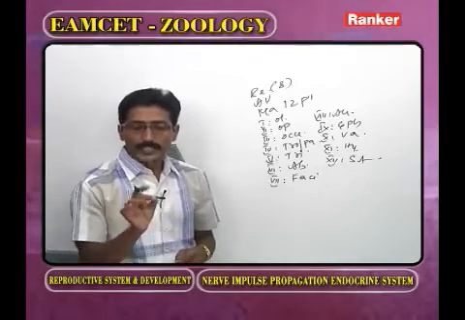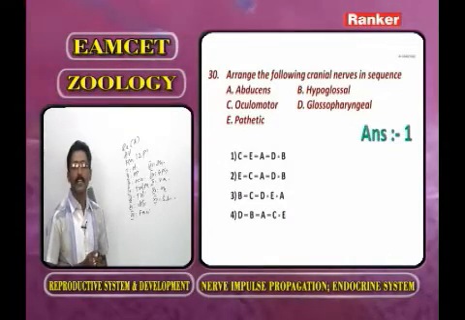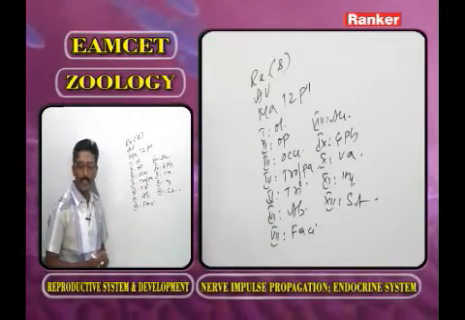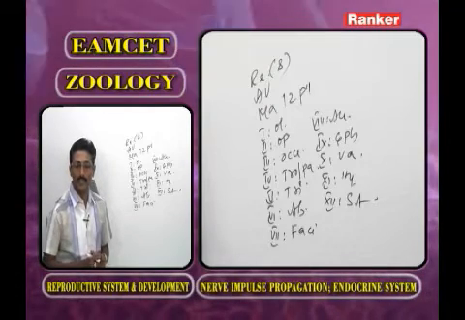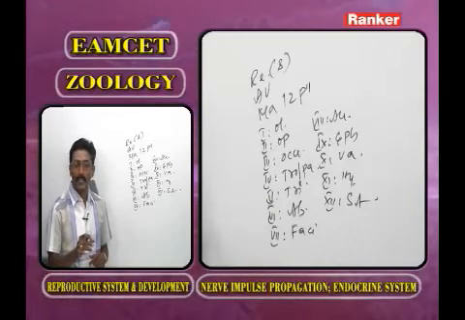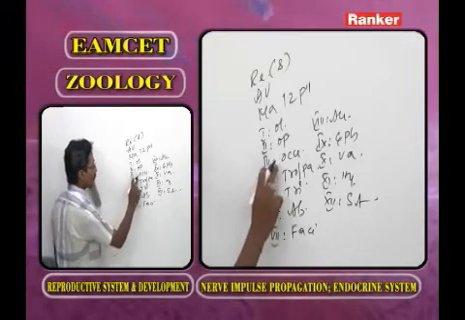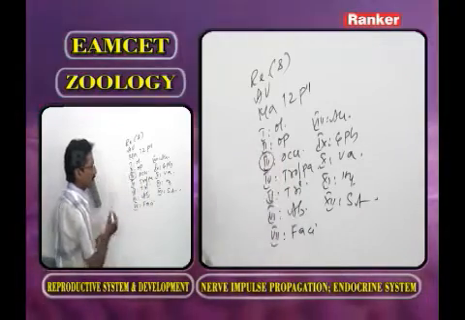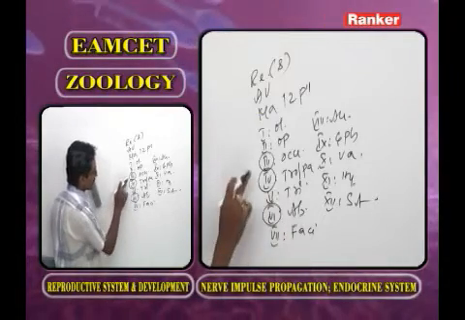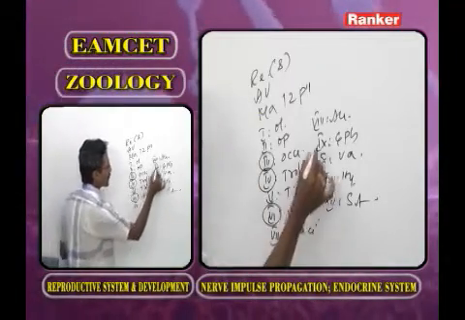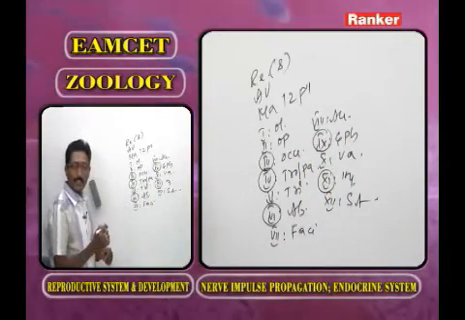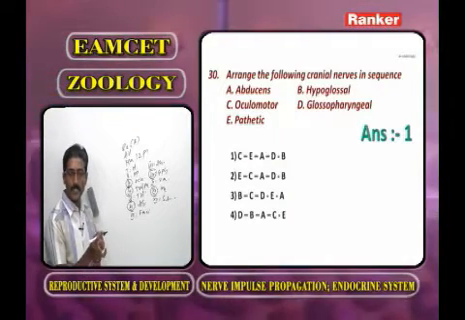Here they are asking to arrange the following cranial nerves in a sequence. Take for example abducens, that is the 6th pair of cranial nerve. What about the hypoglossal? That is the 11th pair. The glossopharyngeal is the 9th pair. The oculomotor is the 3rd pair. The trochlear or pathetic is the 4th pair. So abducens 6th, oculomotor 3rd, trochlear 4th, glossopharyngeal 9th, and hypoglossal 11th. Based on this we have to arrange the cranial nerves in order.